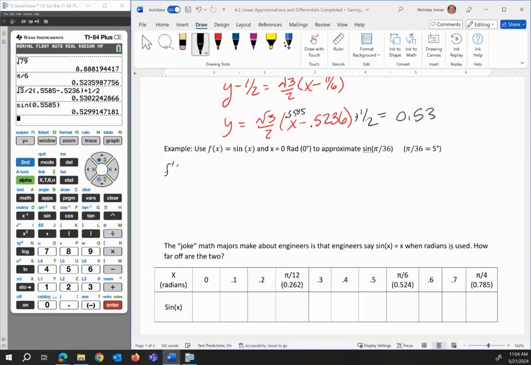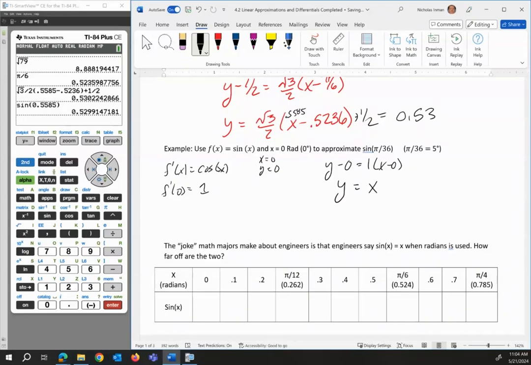So we already have f prime of x is cosine. We should know that when x is 0, sine of 0 is 0. So we have the coordinate 0, 0. All right, and cosine at 0 is 1. Okay, so we have a slope of 1 here. So our equation would be y minus 0 equals 1 times x minus 0, which becomes just y equals x.